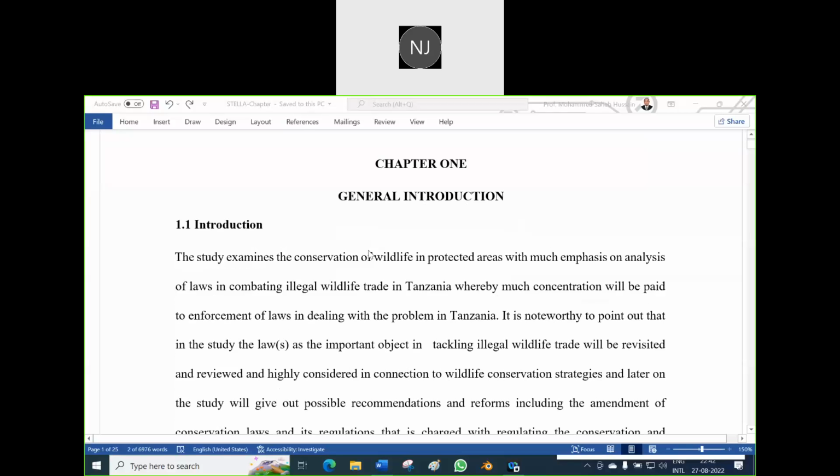Next, the side heading. This is a side heading: introduction. When you write chapter 1, and it comes in figures rather than words, 1 will not come first. What will come first?